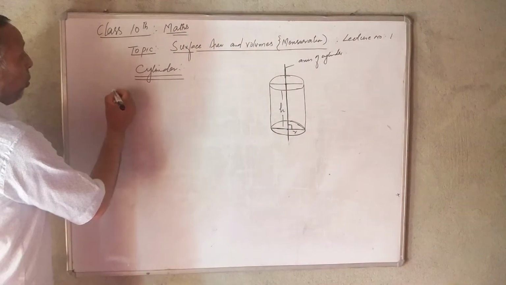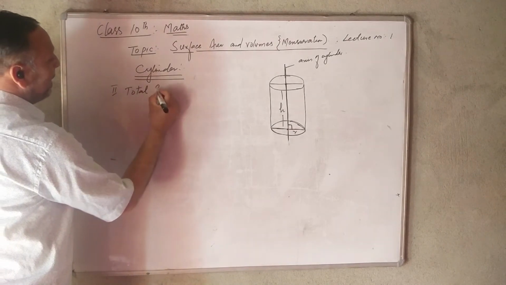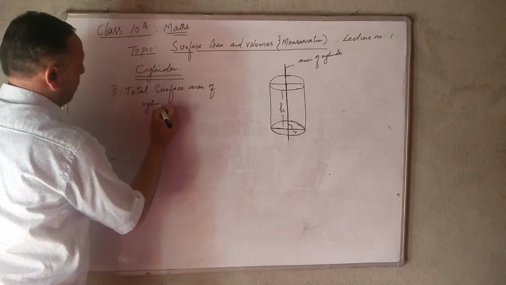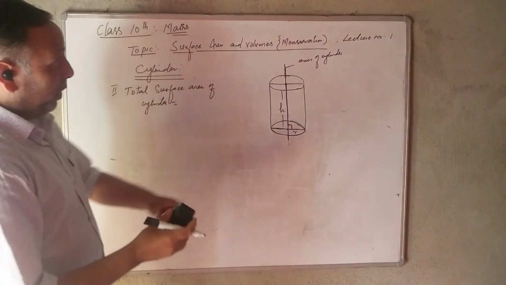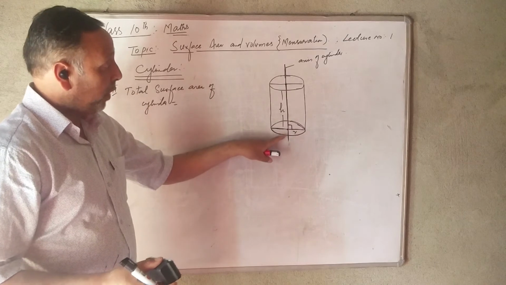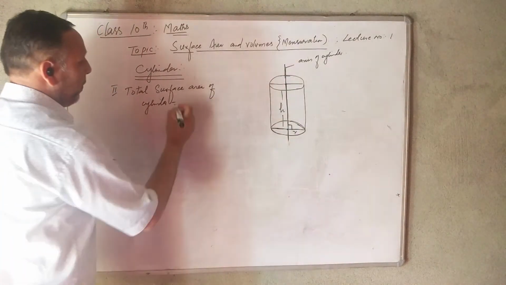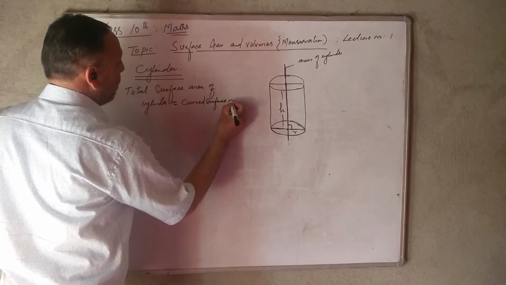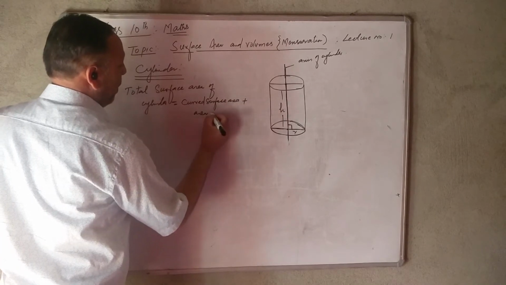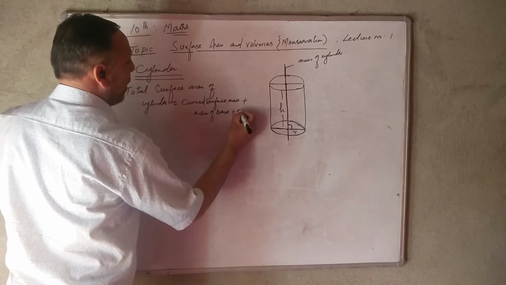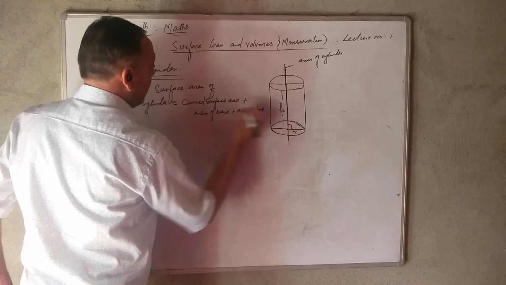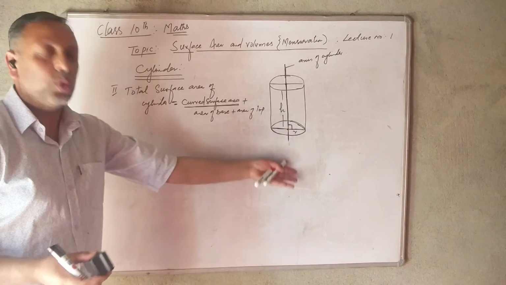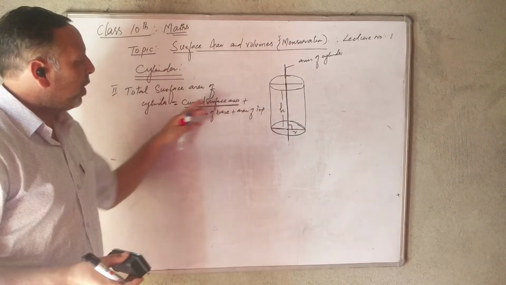Now, the total surface area of a cylinder. Total surface area means the curved surface area plus the area of the base plus the area of the top. Don't be confused here. Curved surface area means the surface area, that is 2 pi r h. It is called surface area, I will call it curved surface area.